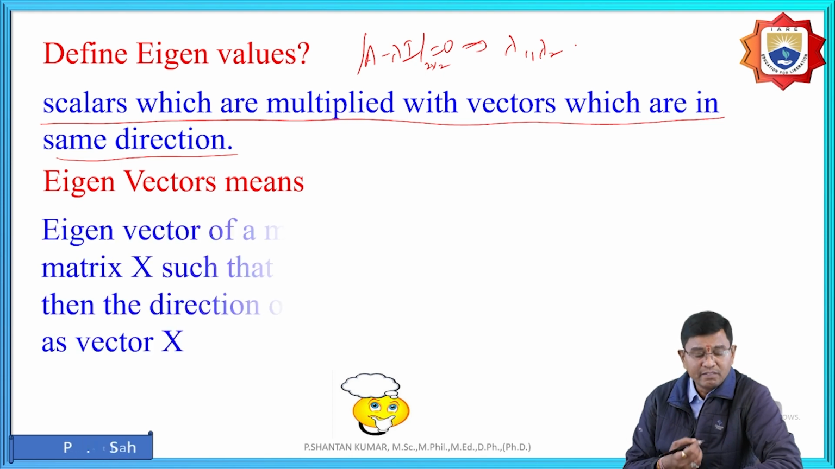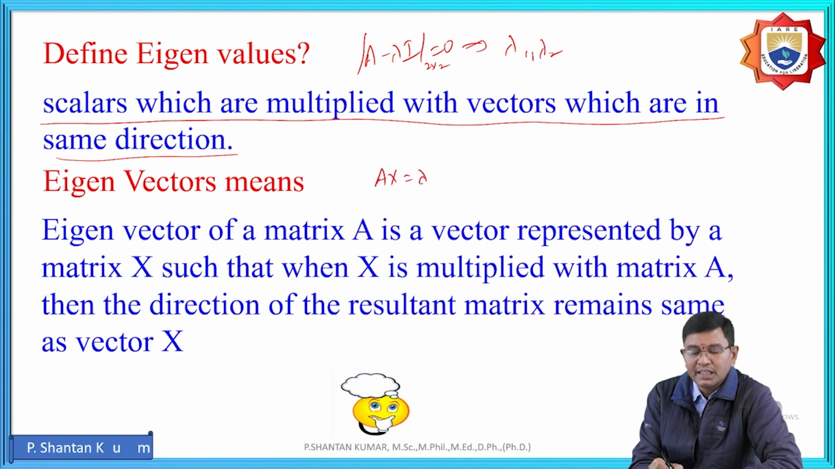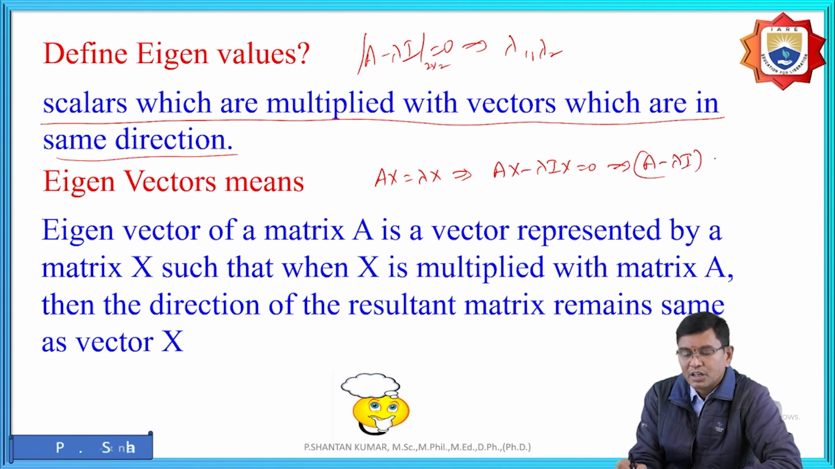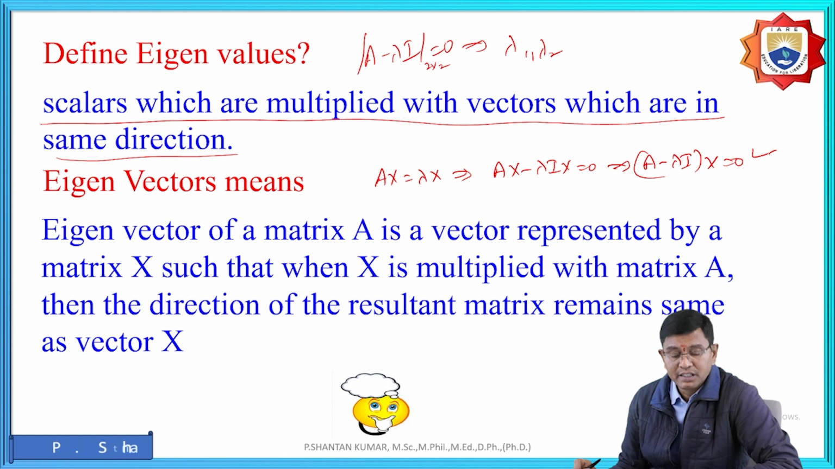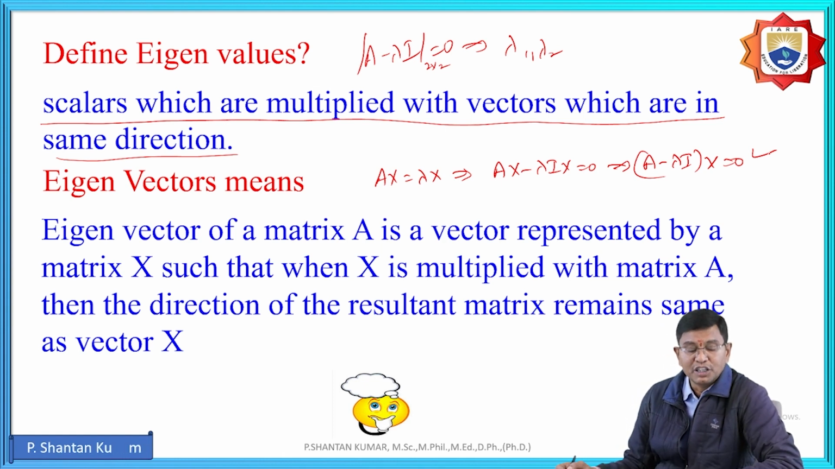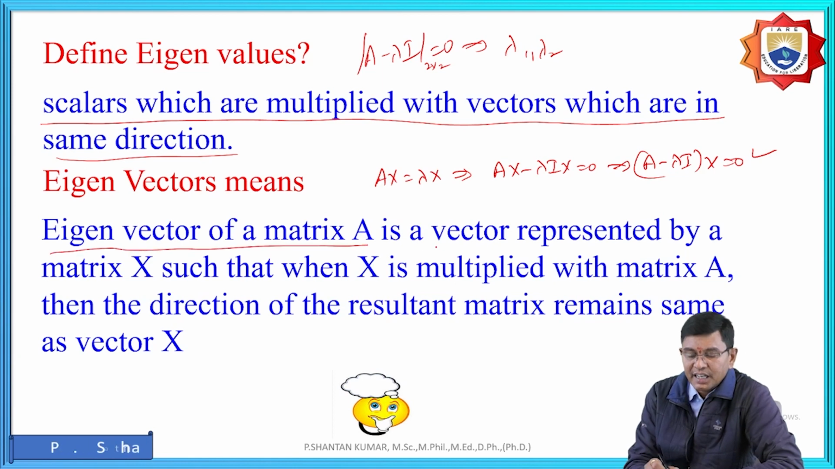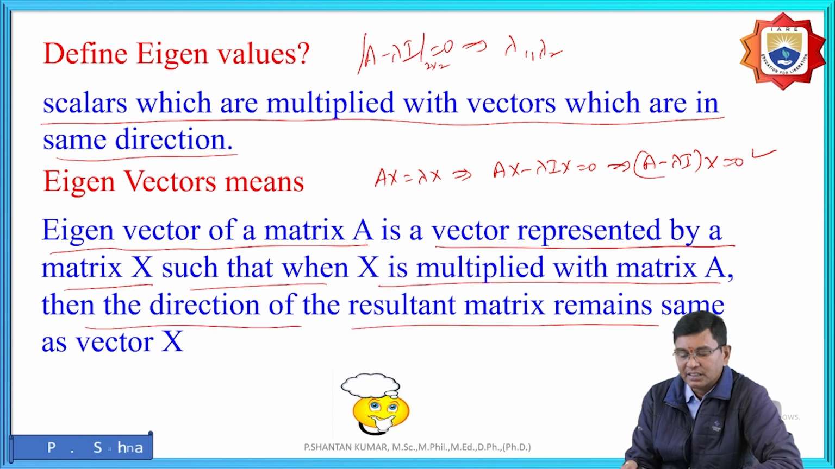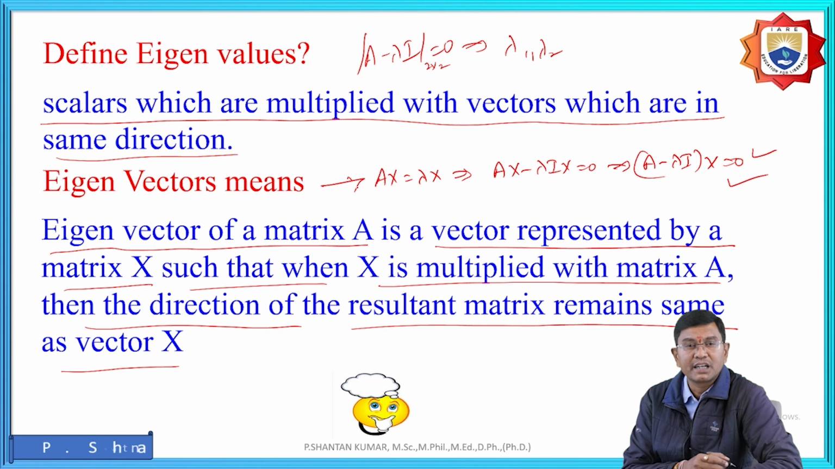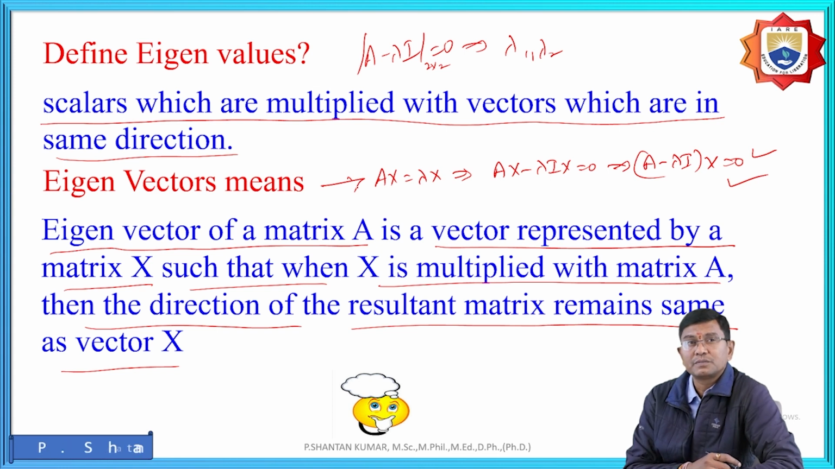And eigenvectors means X is equal to lambda X. With the help of this, we consider A X minus lambda I X is equal to 0, and taking X common, A minus lambda I into X is equal to 0. With the help of that equation you find the eigenvectors. The eigenvectors of a matrix A is a vector represented by a matrix X such that when X is multiplied with the matrix, the direction of the resulting matrix remains the same as that of X. We remember the condition A X is equal to lambda X, where X is a non-zero eigenvector, lambda is the corresponding eigenvalue, and A is the given matrix.